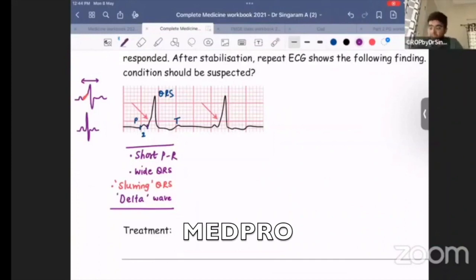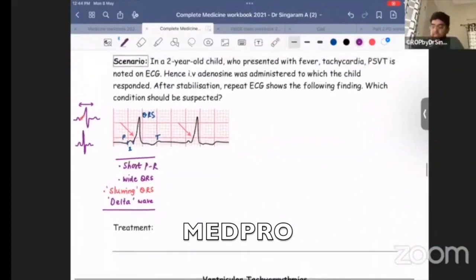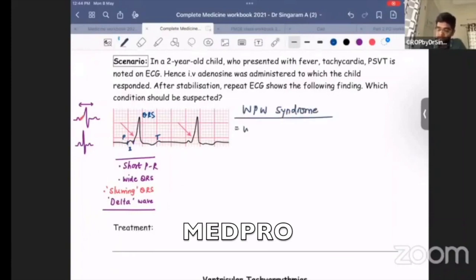Can anybody tell me what is the name of this condition? This is what we call WPW syndrome. Any expansion for that? Wolff-Parkinson-White syndrome.